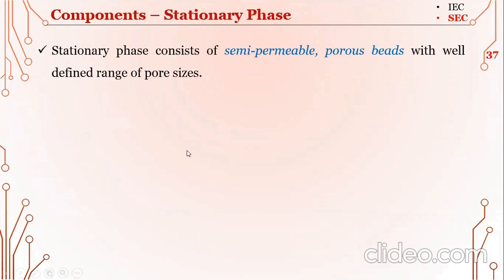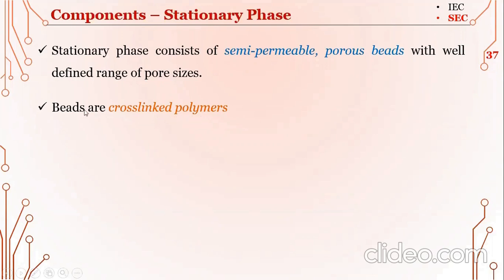The stationary phase actually consists of semi-permeable porous beads with a well-defined range of pore size. So the stationary phase will be semi-permeable, and that will contain porous beads. We already have discussed this. And the beads are cross-linked polymers. So what are these beads made up of? They are made up of cross-linked polymers. They are polymerized organic matter, and they are cross-linked.